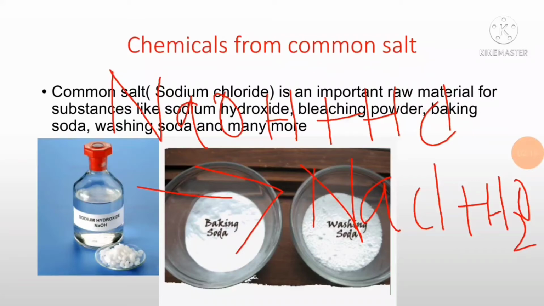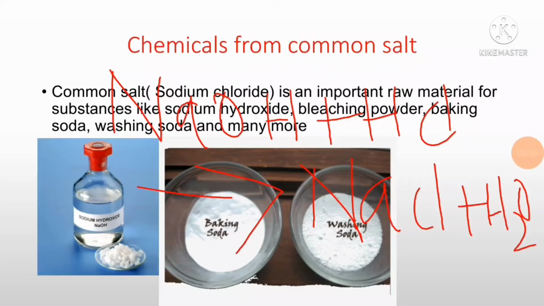And common salt is used as raw material for making a large number of useful chemicals such as sodium hydroxide, caustic soda, sodium carbonate, washing soda, sodium hydrogen carbonate, baking soda, and hydrochloric acid, etc. And common salt is used in the manufacture of soap. It is used as a preservative.